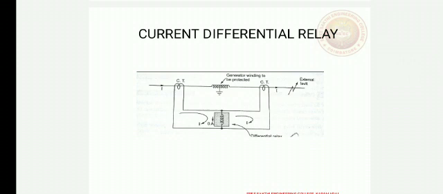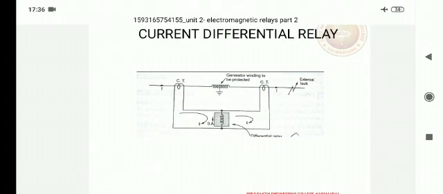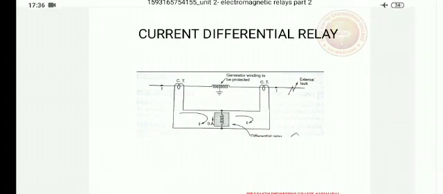Let current I be flowing through the primary of the current transformers towards an external fault. As the current transformers are identical, the secondaries of the current transformers will carry equal currents. Due to the connection of the relay, no current will flow through the operating coil of the relay. Hence, the relay will remain inoperative. So, the relay cannot operate if there is an external fault.